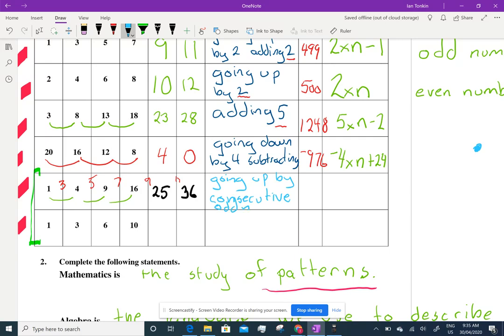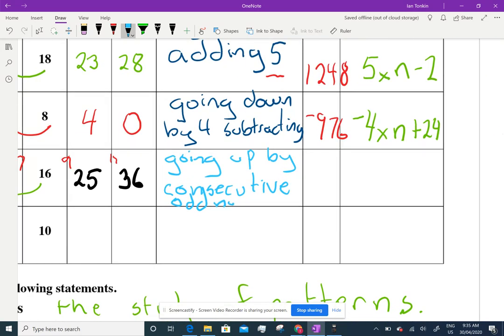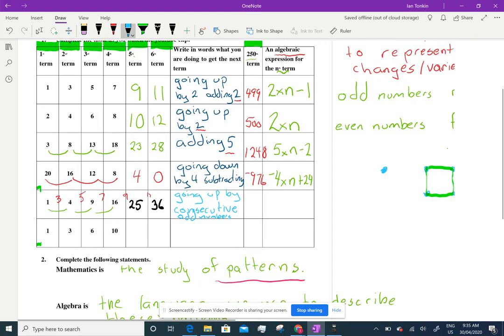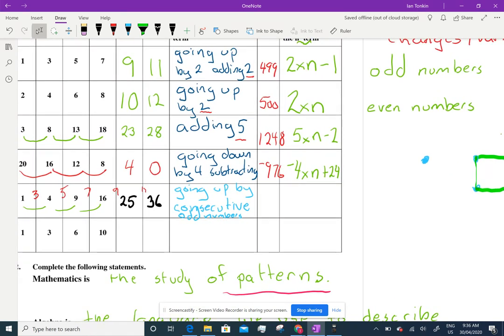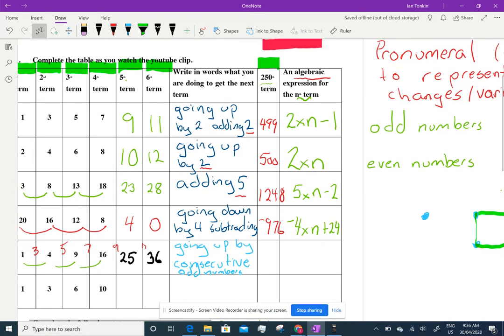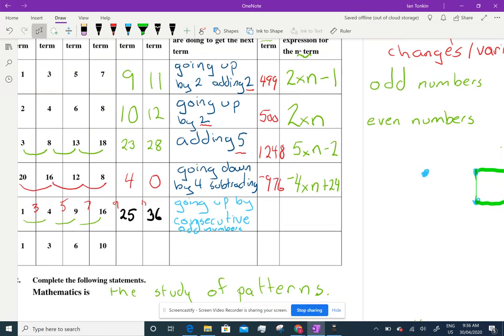I'm running out of room here. I'll just make that a bit bigger. Now the problem is that that doesn't help me because what it's going up by changes, whereas in these other ones it went up by the same amount every time. So it's not going to help me find the 250th number. The 250th. So how am I going to find the 250th without having to find the first 249?